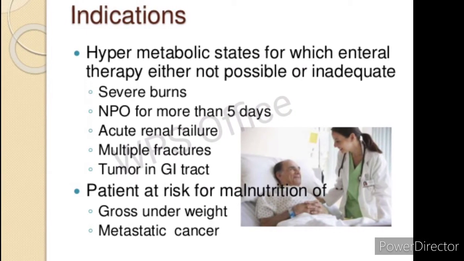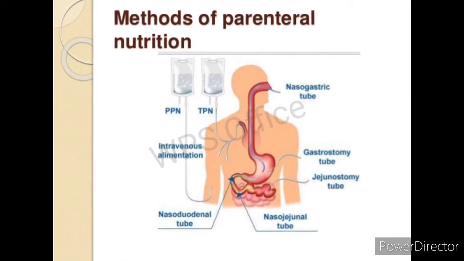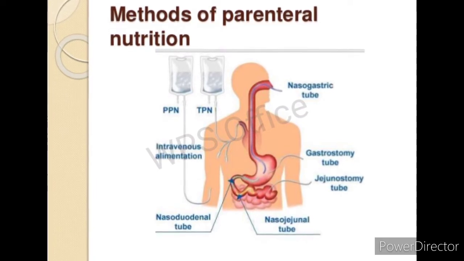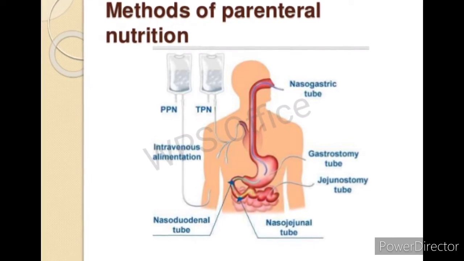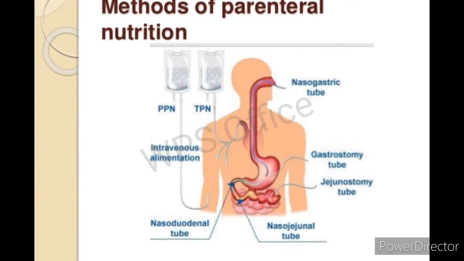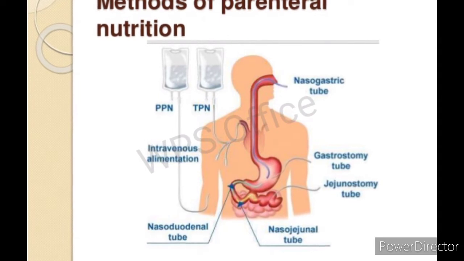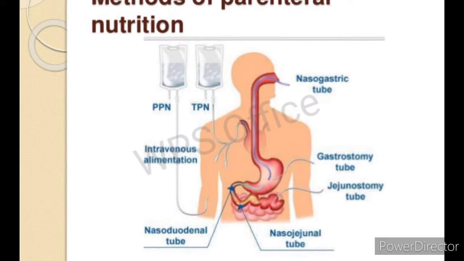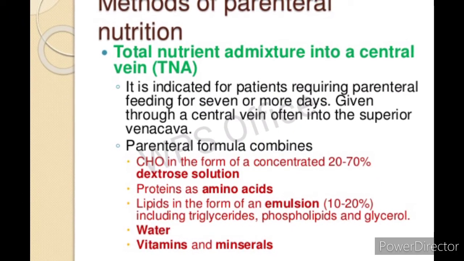These are the indications. Then the methods of parenteral nutrition are divided into two: peripheral parenteral nutrition and total parenteral nutrition. Peripheral parenteral nutrition is given through the peripheral line, which is connected in the periphery, like our hands and feet, through the IV line. Then total parenteral nutrition is given through the central line.